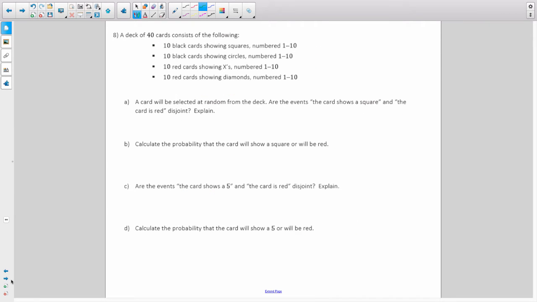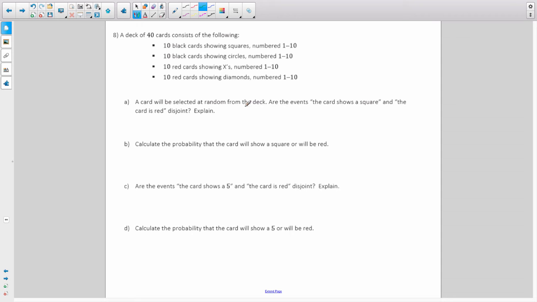Number 8 is talking about a deck of cards. This is not your normal deck of cards. This is a deck of cards that might be presented to you on a Regents that's a little more generic, such that everyone understands what we're dealing with, because not everyone knows the componentry of a deck of cards, with the jacks and the aces and, do you pick the jokers or not? It gets a little crazy. So you pick a card at random.